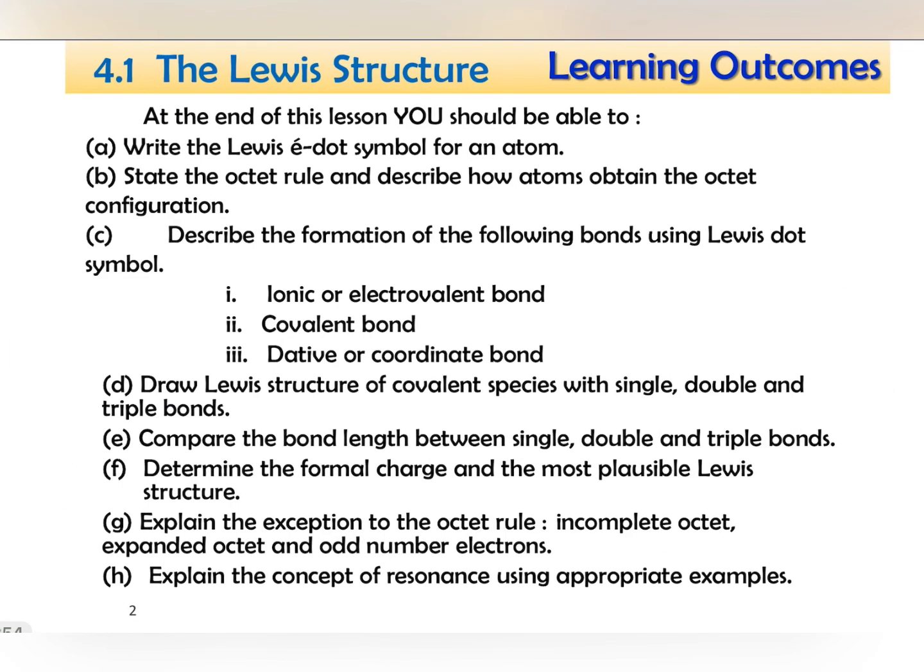Okay, so at the end of this video, you guys should be able to write the Lewis electron dot symbol and state the octet rule and describe how atoms can obtain the octet stability and describe the formation of the following bonds by using Lewis dot symbol. So it involves ionic or electrovalent bond, covalent bond and also dative or coordinate bond.